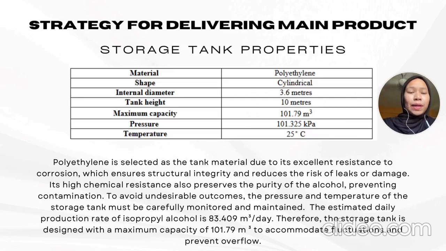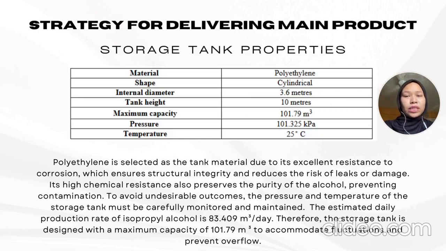In addition to pipeline design, proper storage and handling of isopropyl alcohol is crucial. We have selected polyethylene as the storage tank material due to its corrosion resistance, structural durability, and ability to prevent contamination. Maintaining optimal pressure and temperature in the storage system is essential to prevent undesirable chemical reaction or safety risks.